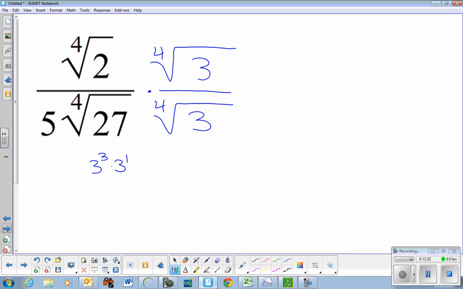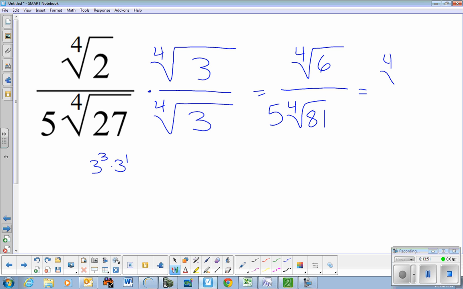Choosing that 3 is the sometimes tricky part, but it's not too bad if you think about it. I basically need to have a multiple of 4 as my exponent of the power. I've already got 3 of the 3's, I just need one more. All right, so the top is the fourth root of 6. The bottom is 5 times the fourth root of 81. And the reason we made that into an 81 is because 81 is a perfect fourth power.